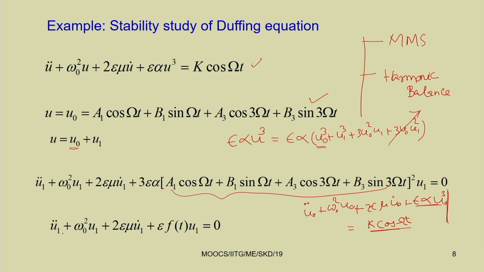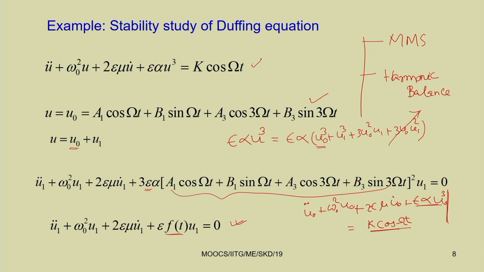which can be reduced to the following form: u1 double dot plus omega 0 square u1 plus 2 epsilon mu u1 dot plus epsilon f(t) u1. This whole term is time varying, so I can put it equal to epsilon f(t) times u1, as this is an epsilon term. So 3 alpha times u0 square can be written as f(t). So this equation can be written in this form.